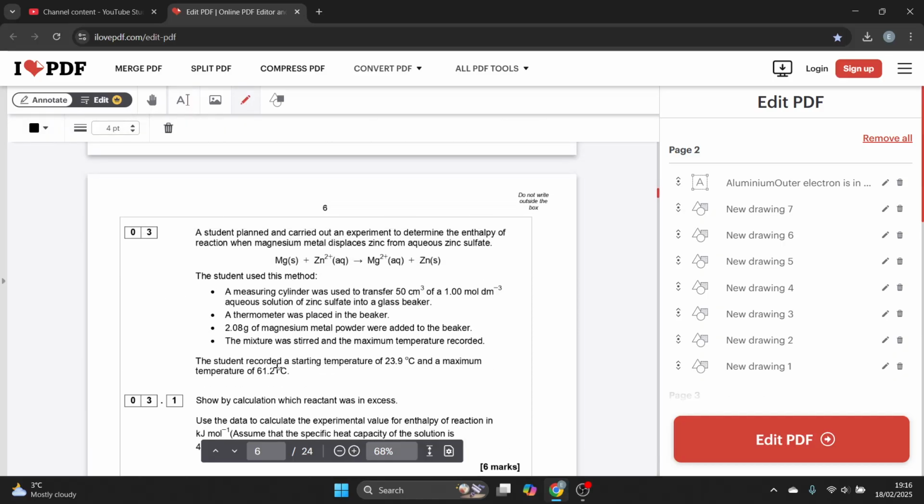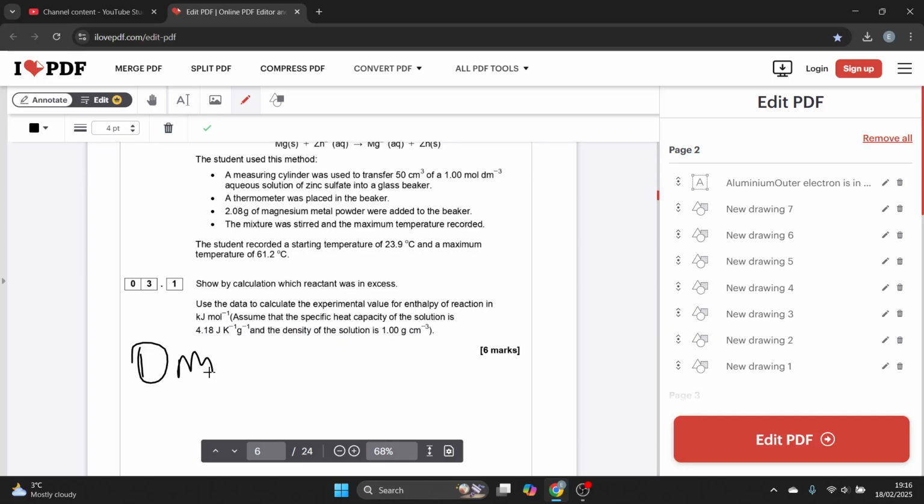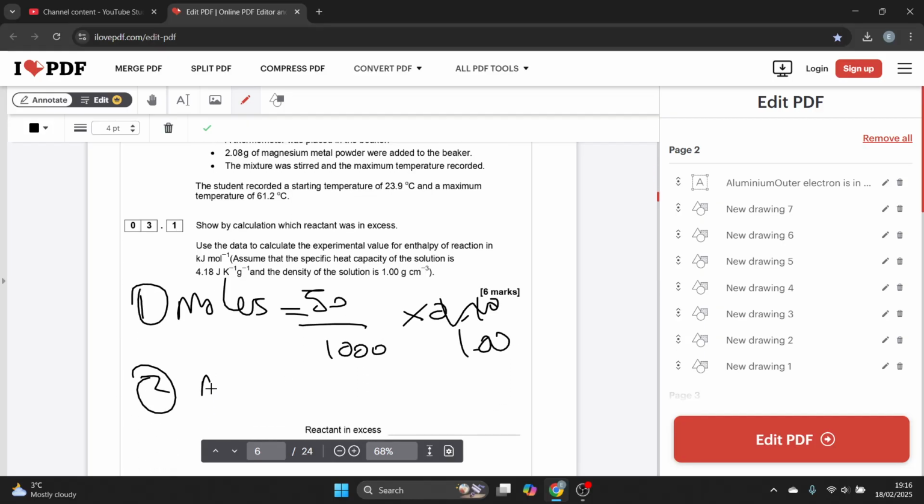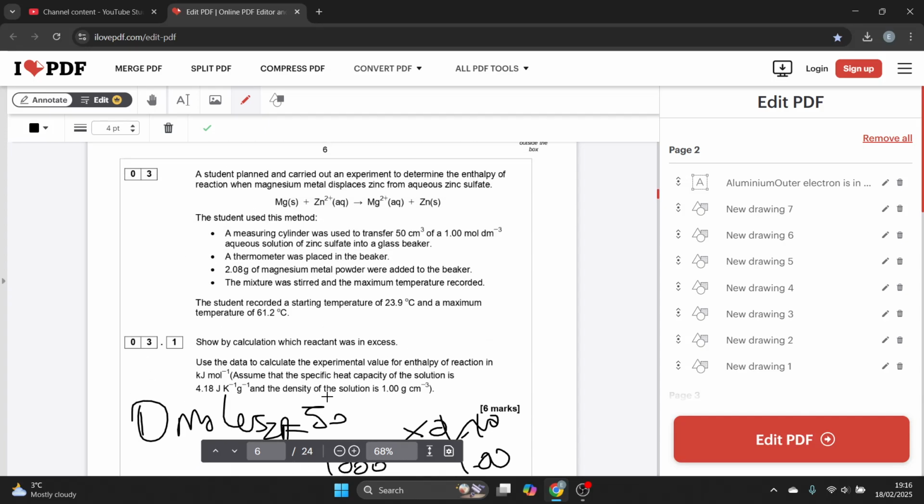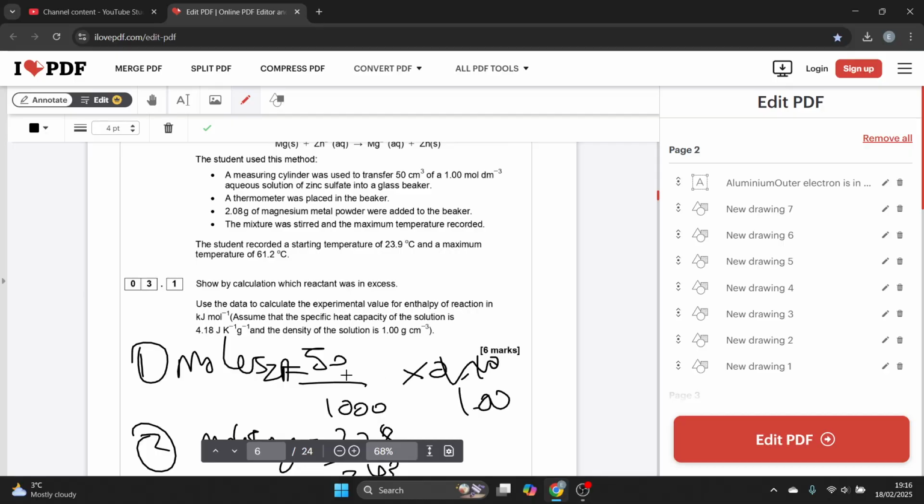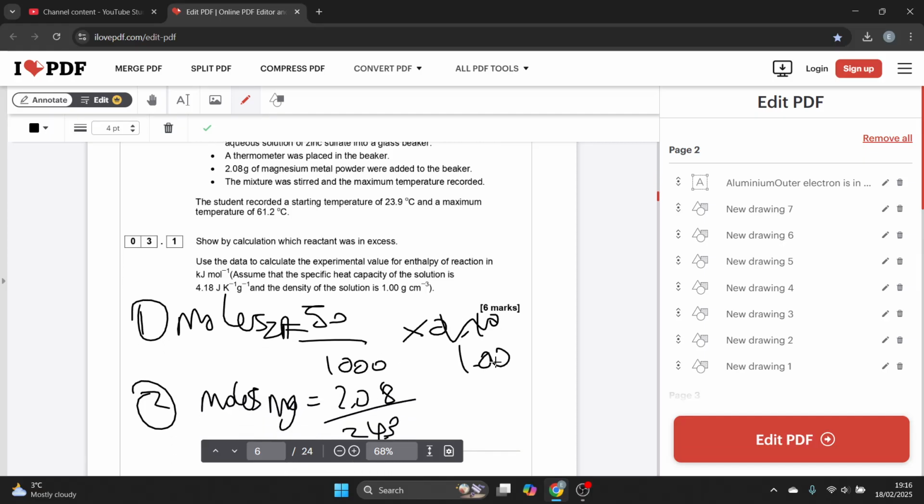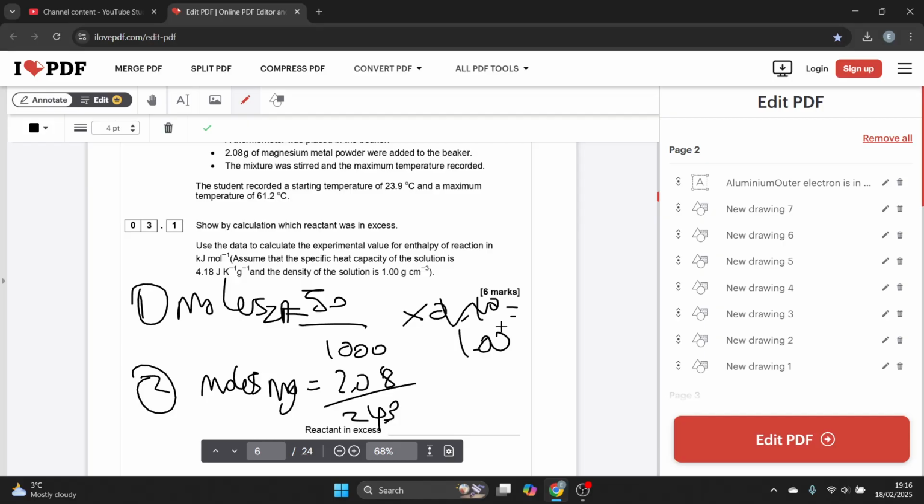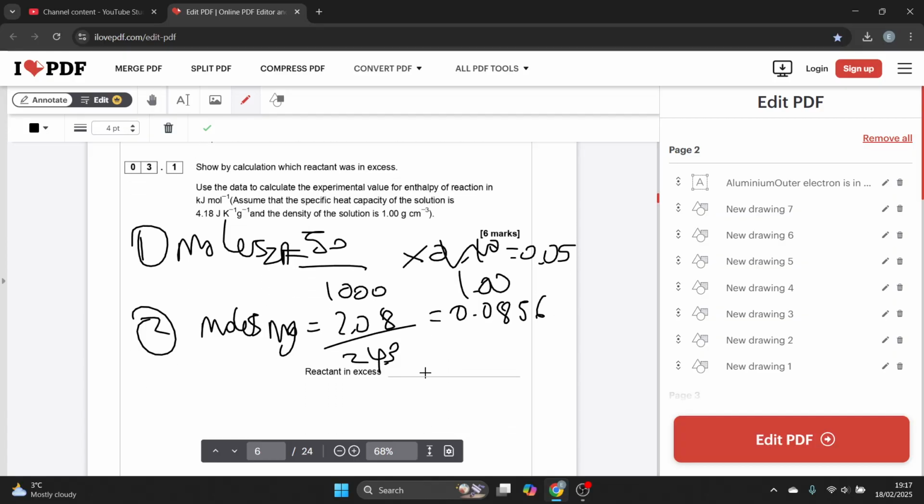Question 3.1, show by calculation which reactant is in excess. I've got this much of zinc sulfate, so first things first. Moles of zinc sulfate is going to be 50 divided by 1000 times 0.10, times 1.00. And 2 moles of magnesium. Magnesium mass over the Mr, which is 24.3. So which reactant is in excess? It's a 1-to-1 molar ratio, so it's just basically the one that's got more moles, right? That's 0.05 moles, and this is 0.0856. So the reactant in excess is magnesium.